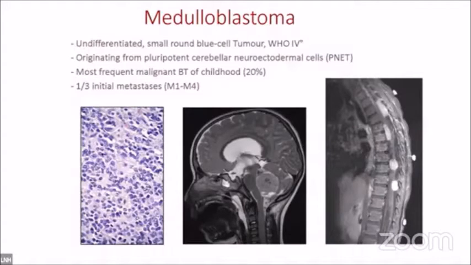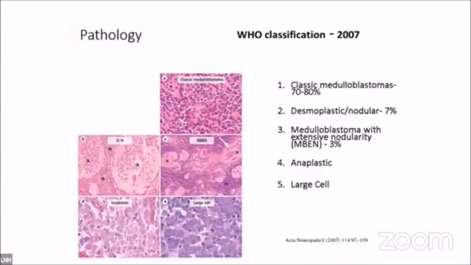Medulloblastoma. Everybody knows about medulloblastoma, this undifferentiated small cell tumor arising from the cerebral neuroectodermal tissue. It is one of the most frequent tumors in childhood especially, and it's the most malignant at the time. 20% of the childhood solid tumors are medulloblastoma, and at many times they do metastasize, and at times they present with metastasis. Now, at present, most of the classifications are morphological classifications based on histology.